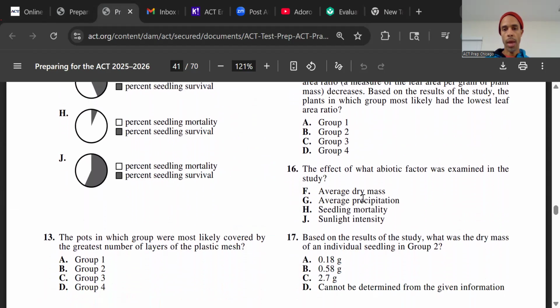Is it dry mass? They were testing sunlight intensity. I'm not sure if that's abiotic. It's probably not that easy though. The whole experiment was about sunlight intensity, but you really weren't measuring sunlight intensity. You were controlling sunlight intensity. You were examining the effect of sunlight intensity on how these plants grew. So maybe an abiotic factor would be seedling mortality. I bet you that's what it is. I would guess H for that one.